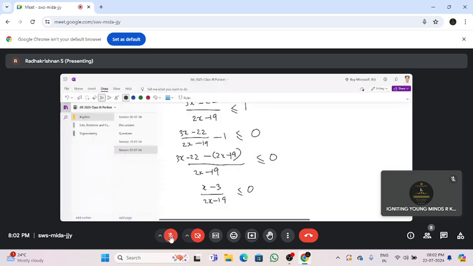Previously we did either both positive or both negative. Now either numerator positive and denominator negative, or the other way, numerator negative and denominator positive. But in both cases, please see that x minus 3 can take value of 0, but 2x minus 19 should not be 0. Same way like we did in the previous part. Please continue and tell me what range you are getting for x.